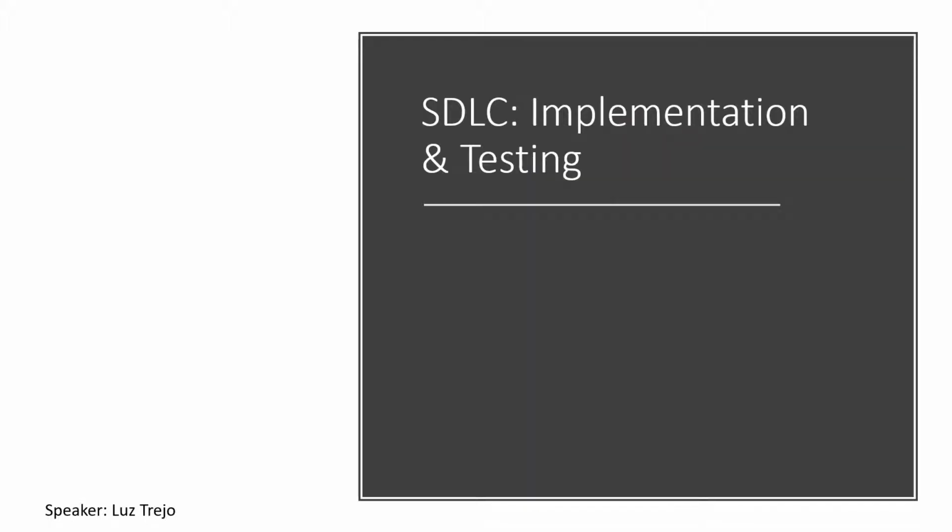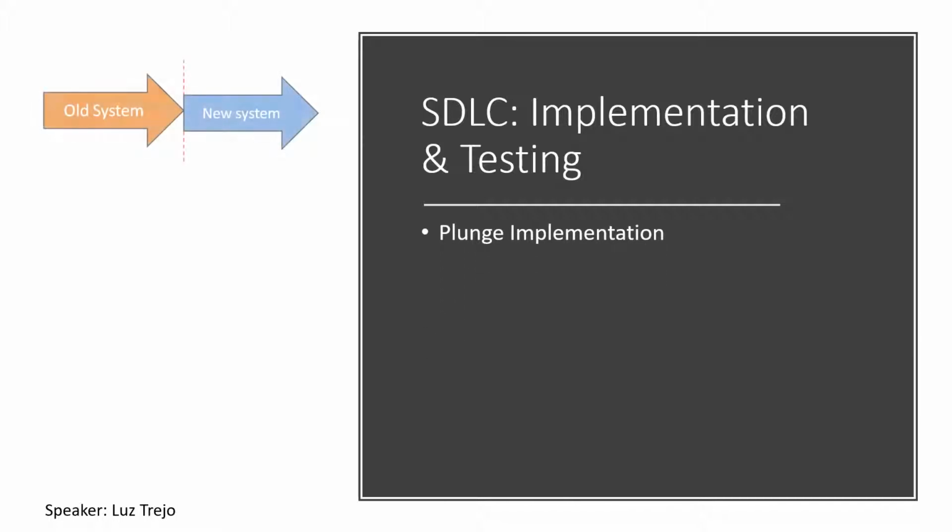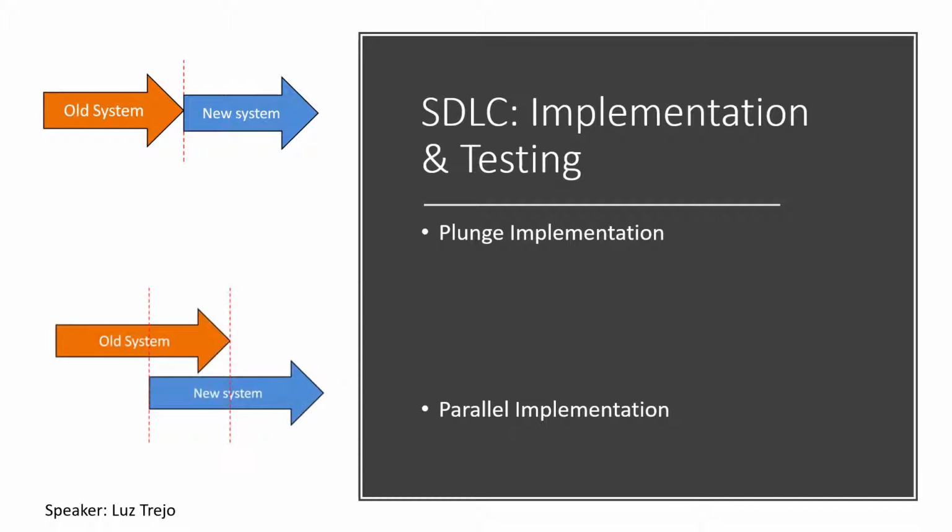There's multiple ways to implement a new system. One of them is plug implementation. The old system is completely cut off and the new system is turned on. This conversion is the least expensive but also the riskiest if the new system does not work properly. The parallel implementation is when the old system and the new system operate concurrently, processing the same data, and the outputs are compared. This conversion is the most expensive but least risky.